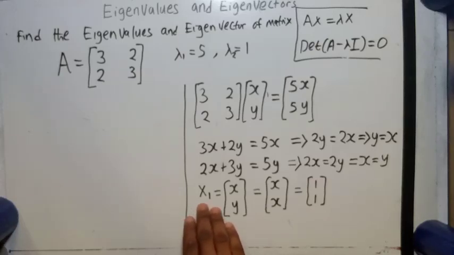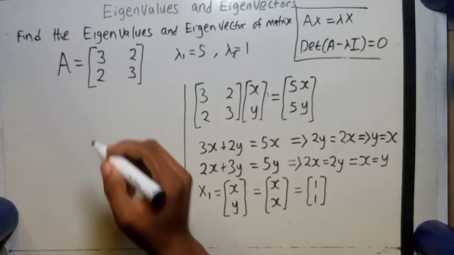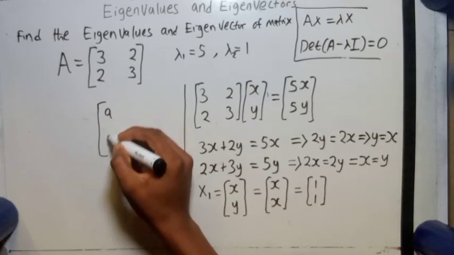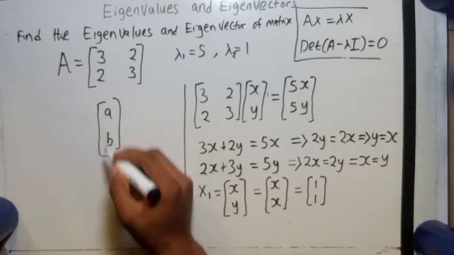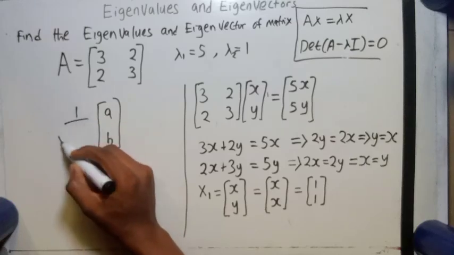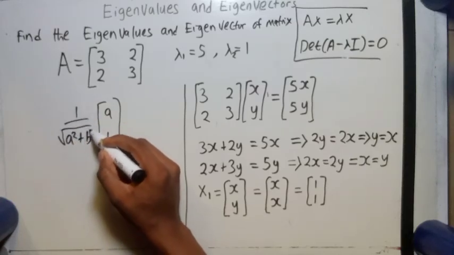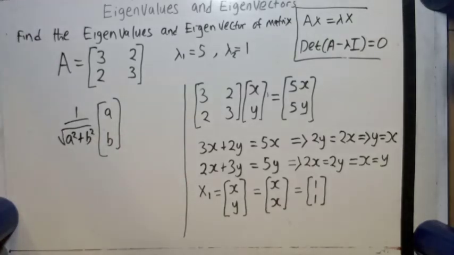When you're done solving for your x1 and you get to this point, you don't actually stop here. You normalize the vector. Normalizing a vector: let us say that we have a vector (a, b) and you are asked to normalize it. What you're simply going to do is multiply it by 1 over the square root of a square plus b square. This is just how to normalize a vector.